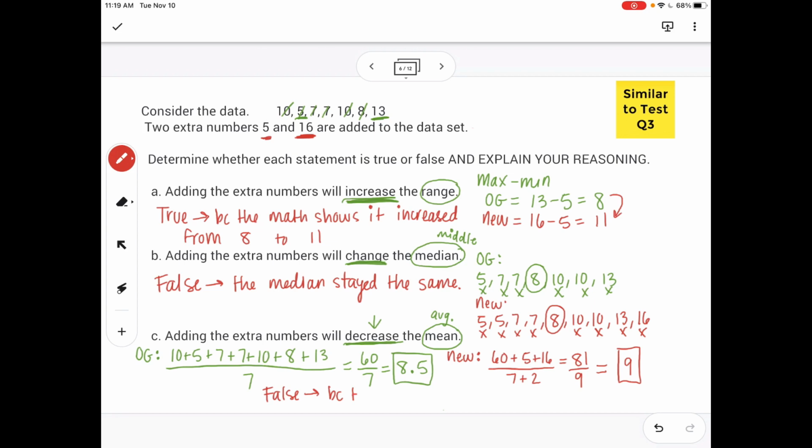We can just say because the math shows it increased. If you wanted to be specific and say from 8.5 to 9, you could as well. But just know that all the math has to be shown already. So as long as you're right, because the math shows it increased and you're showing your work, then you're all good. All right, this is how you'll be successful on a problem like this.